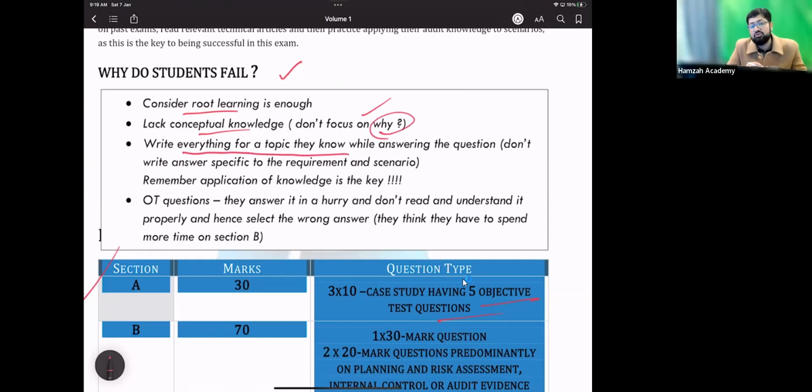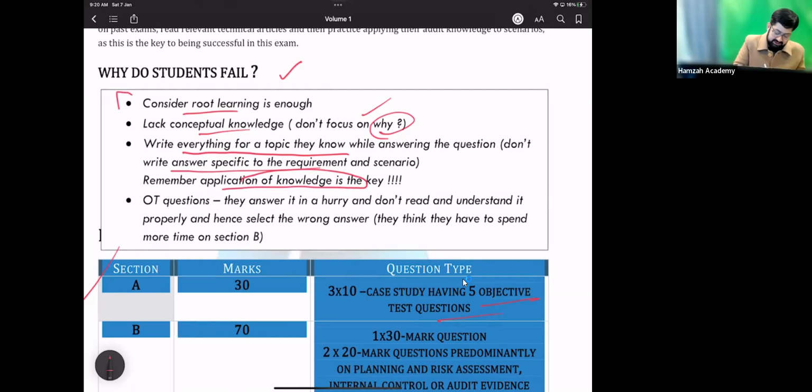The examiner asks you a topic, audit risk. So you start writing everything about the topic instead of answering the specific aspects for which the question is being tested. You don't write an answer specific to the requirement and scenario. You lose marks. And application is the key. Application of knowledge.